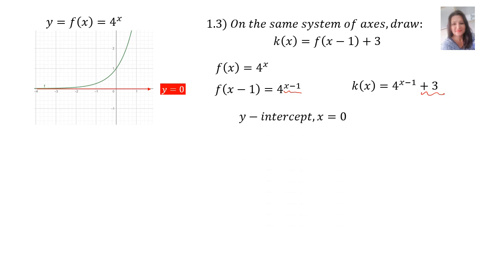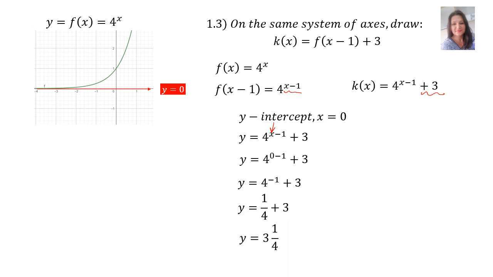Y-intercept, make x 0. Then in x's place, we substitute a 0, and we end with 4 to the 0 minus 1. 0 minus 1 is minus 1. 4 to the negative 1 is a quarter, plus 3 is 3 and a quarter. Therefore, your y-intercept is the point (0, 3 1/4). Then, the x-intercept, there isn't one. Since our graph's new asymptote is y equals 3, the graph will shift upwards.